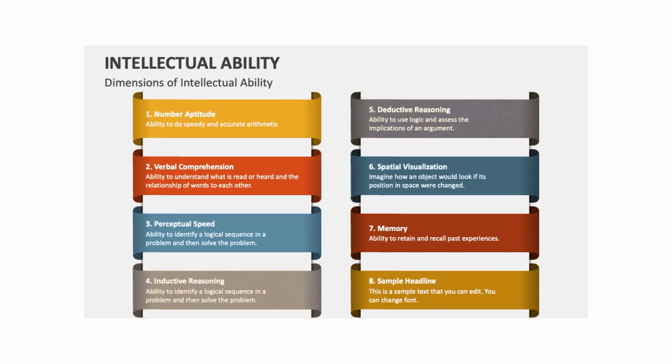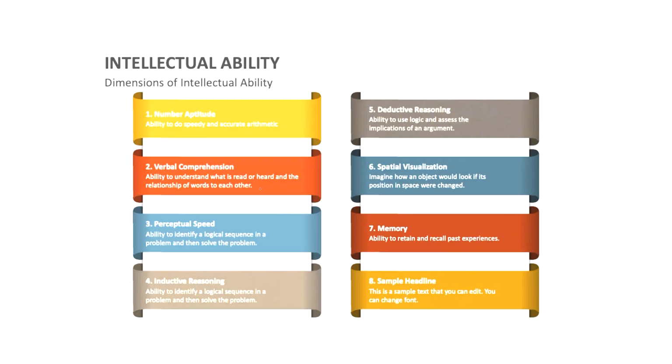Not every brain works in the same way. As we have already discussed, we are all unique in our own self, right. We have different sets of abilities. Intellectual abilities are also of different types. Some people have good number aptitude, others have verbal comprehension. They are very good at understanding, reading and hearing the relationship of words to each other. How well they communicate with each other is also an intellectual ability. Then perceptual speed, right, the ability to define a logical sequence in a problem and then solve it. It is not everybody's cup of tea to understand the problem in the right sequence and think of a solution to that problem.